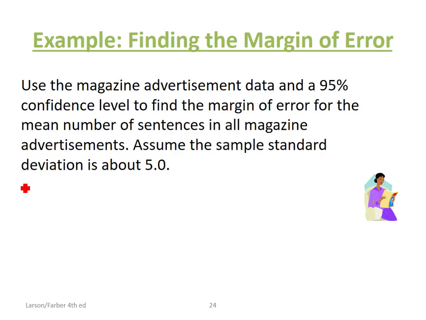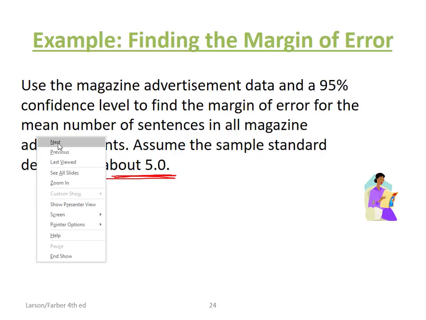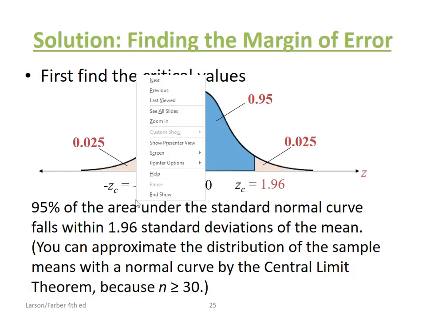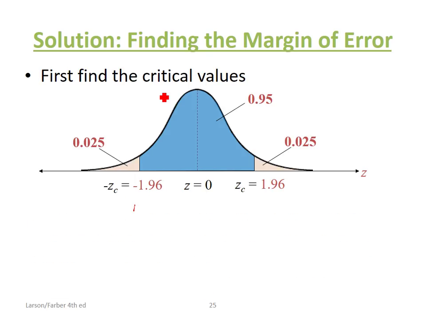If we use that magazine one, assume that the sample standard deviation is about 0.5. They'll usually tell you the sample standard deviation. Sometimes they will, sometimes they won't. Sometimes you may have to use your calculator to find the standard deviation. This time they tell us. So if we want to be, let's go back for a second.